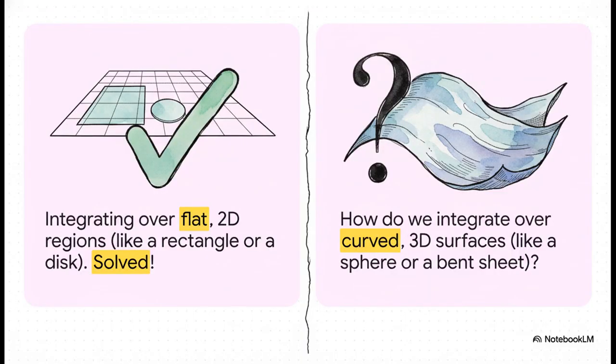Okay, so let's get our bearings here. By now, you're all pros at using double integrals, right? If you've got a flat rectangle or a disk and you need to find its mass, or maybe the volume of a cylinder above it, the double integral is your go-to. We've got that covered. But let's be honest, the real world isn't flat. So what happens when you need to calculate something over a curved surface, like the dome of a building or the side of a satellite dish? Well, that's the big question we're going to tackle today.